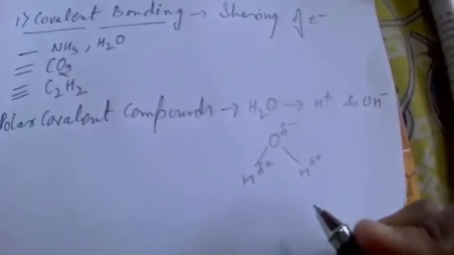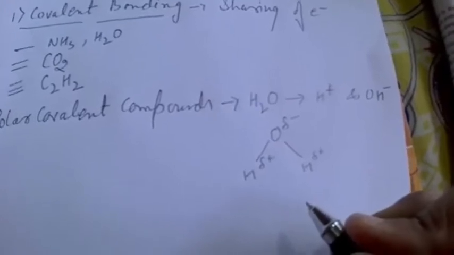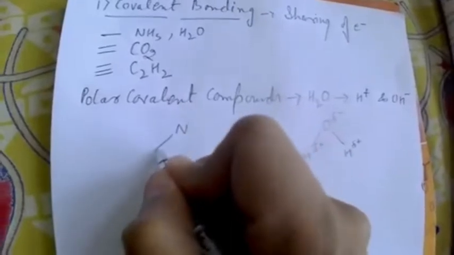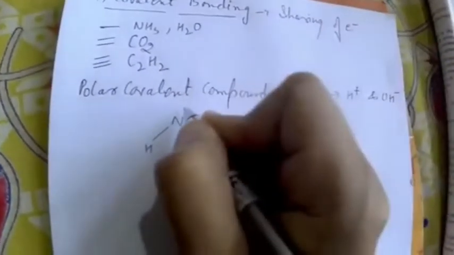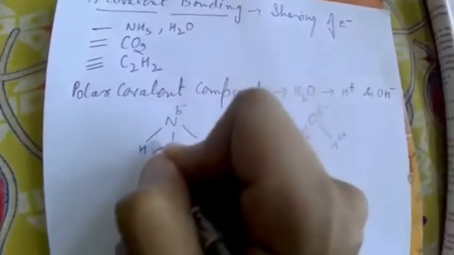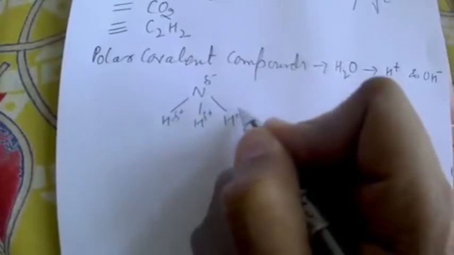Similarly, one more covalent compound which is polar is NH3. The NH3 structure is like this: N here, H here, H here, and 1 H here. So this is negative, this is positive, this is also positive, and this one is also positive. So you can say that this is also a polar covalent compound.